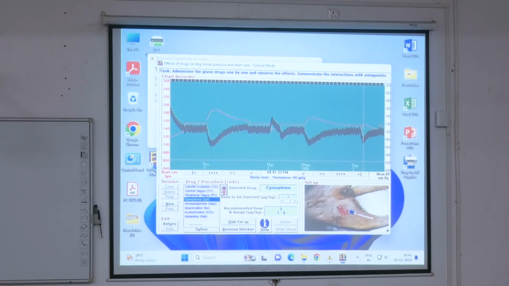Pilocarpine. Then there are cholinesterase inhibitors or anticholinesterases. So many drugs are there, of which one is the natural physostigmine and all the rest are synthetic drugs. Now what will be the effect of acetylcholine on blood pressure?